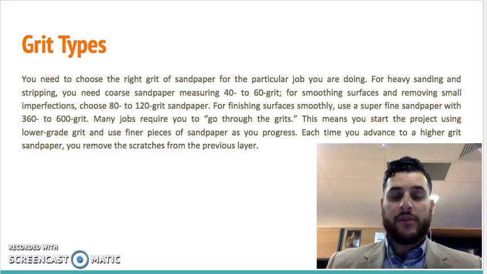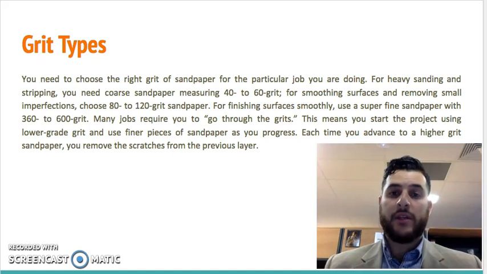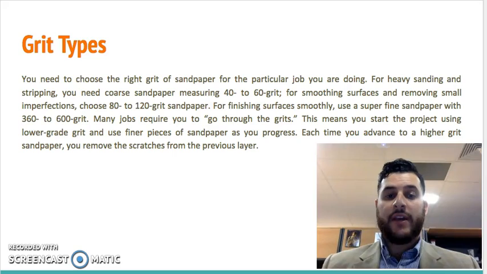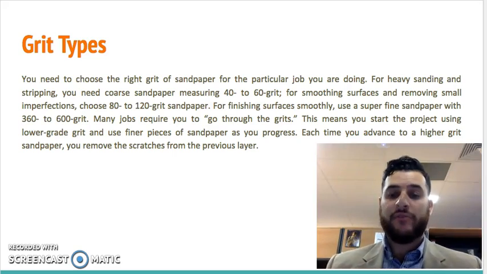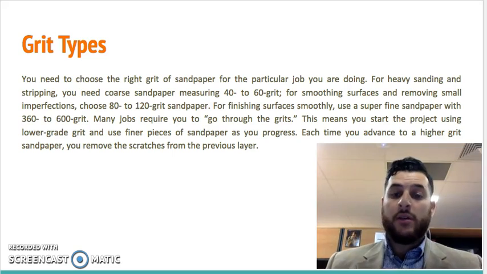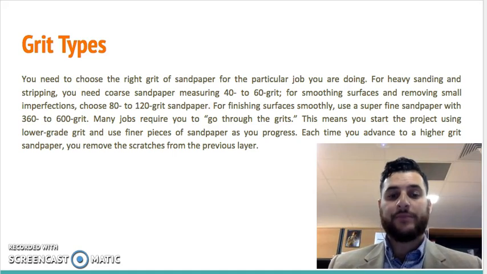Okay, there are different types of grits. And we'll go into more about this in class. And the more you use sandpaper, the more you'll learn, and you will be doing this throughout the production of our CO2 car. But you need to choose the right grit sandpaper for the particular job you're doing. For heavy sanding and stripping, so when you want to take off a lot of material, you need coarse sandpaper measuring 40 to 60 grit. Okay, for smoothing surfaces and removing small imperfections, choose 80 to 120 grit. Okay, for finishing, making it really smooth, use a superfine sandpaper with 360 to 600 grit.